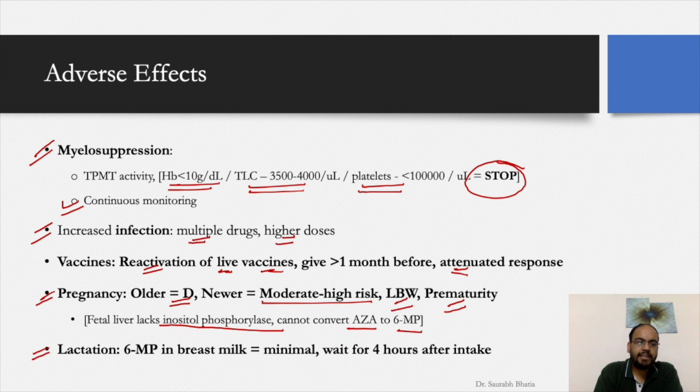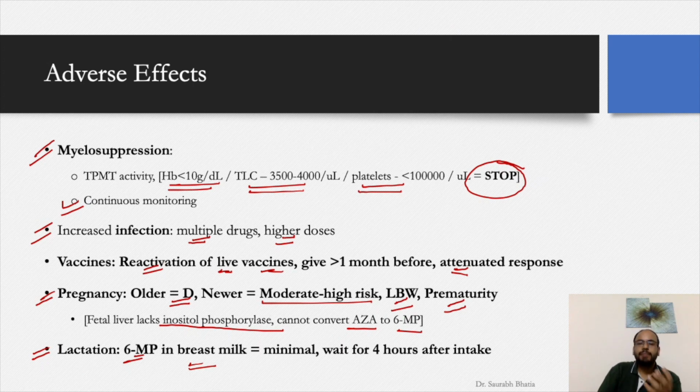Now in lactation, 6-mercaptopurine is present in breast milk, but the level is minimal. So it is better to avoid azathioprine in lactating mothers. But if you still have to give it, Wolverton mentions you wait for 4 hours after intake, because the maximum level of azathioprine in the circulation is during those 4 hours. If you remember, the half-life of azathioprine is 3 to 5 hours.